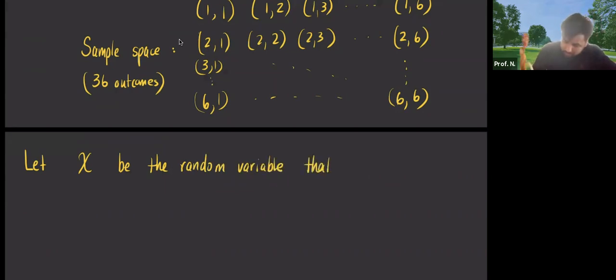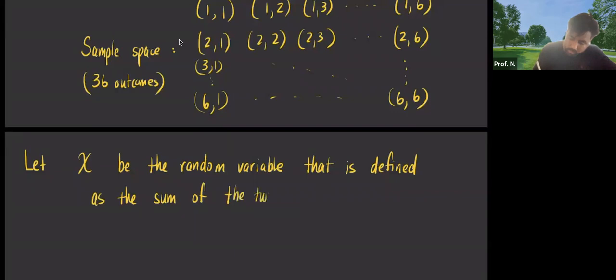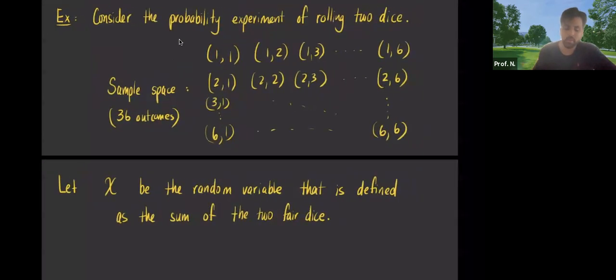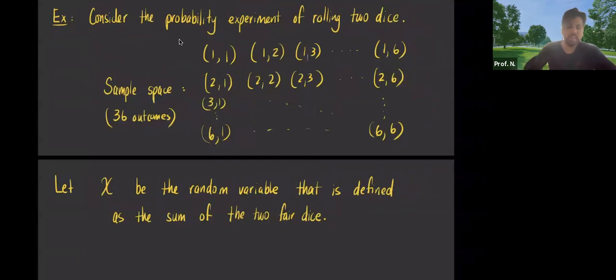That is defined as the sum of two fair dice. So you may think we already did this the first time we talked about this illustration of rolling two dice. We already did it, right? When we defined the probabilities of finding the sum, but now we're explicitly defining it as a random variable.